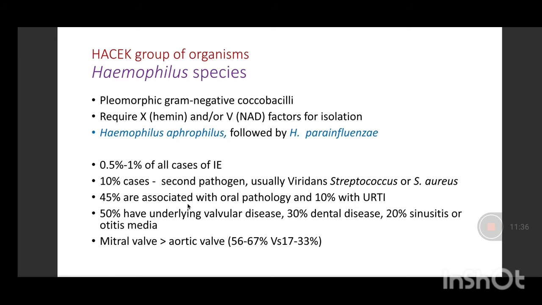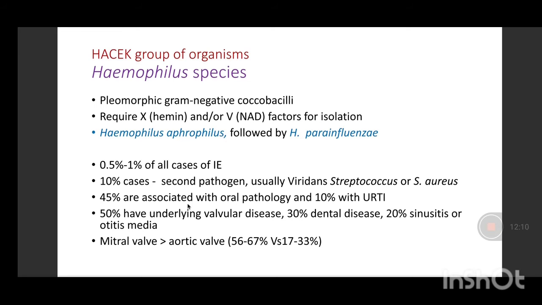In the Haemophilus, if you remember from when you were doing meningitis, they are pleomorphic gram-negative bacilli requiring factor X and factor V for culture isolation. However, Haemophilus aphrophilus, and not Haemophilus influenzae, is the most common cause of infective endocarditis here. So almost 1% of all cases of infective endocarditis are caused by Haemophilus aphrophilus or parainfluenzae.